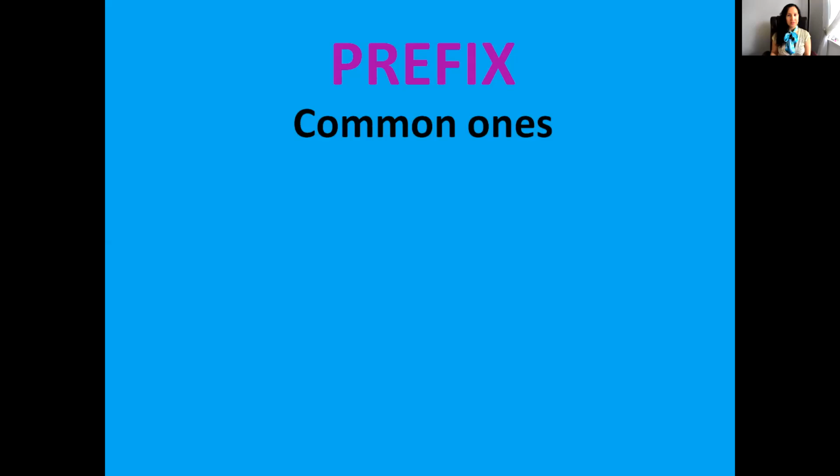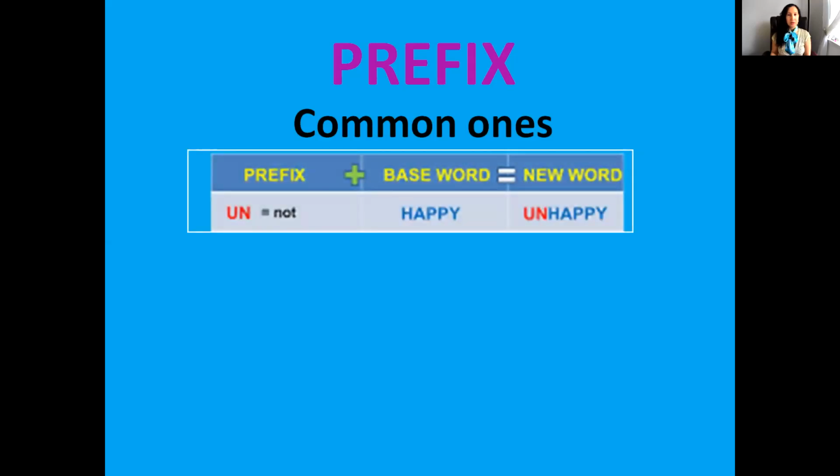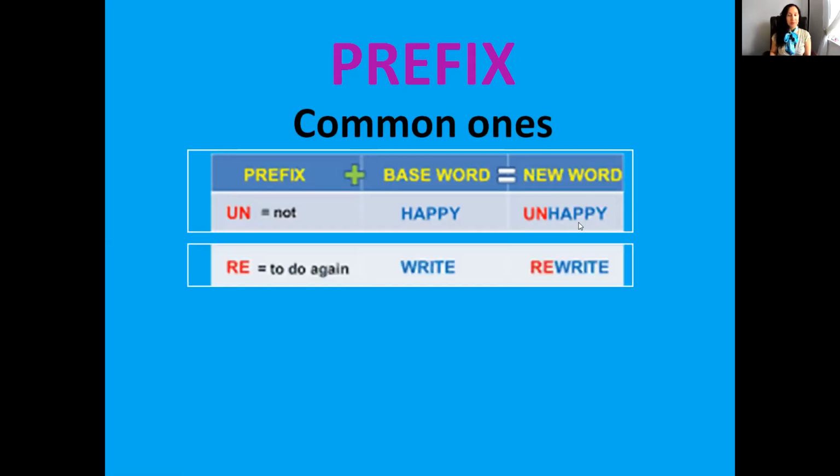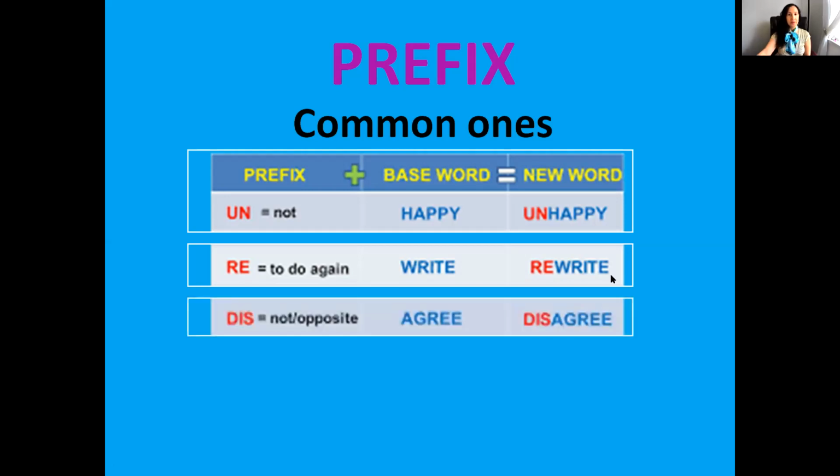Here are some common ones. The prefix un equals not. The base word happy. The new word unhappy. The prefix re equals to do again. The base word write. The new word rewrite. Another prefix, dis, equals not or opposite. The base word agree. The new word is disagree.